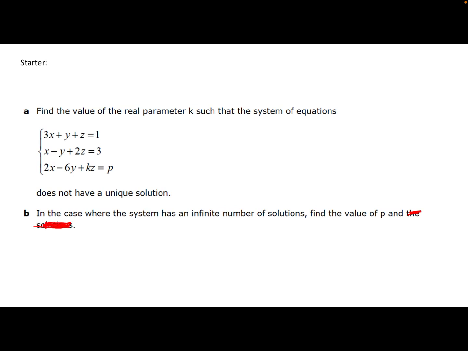But I would just like you to find the value of p that would give you an infinite number of solutions. I suppose the value of p that goes with the value of k to end up with an infinite number of solutions. Hopefully you'll understand what that means as you go through the question yourself. So stop your video and have a go.